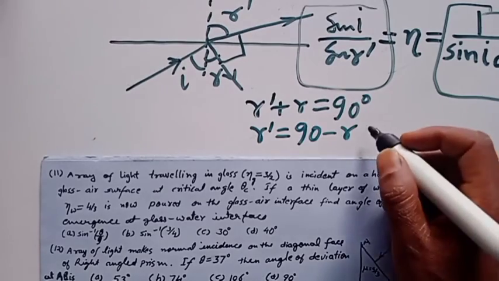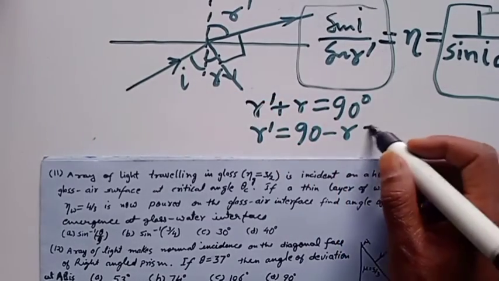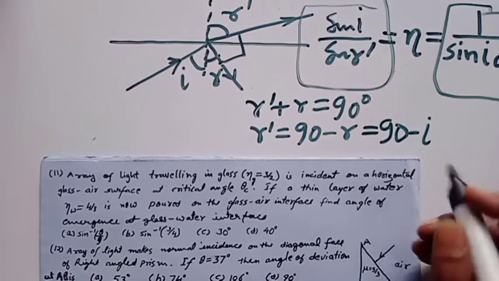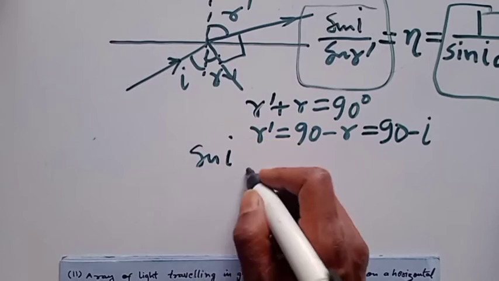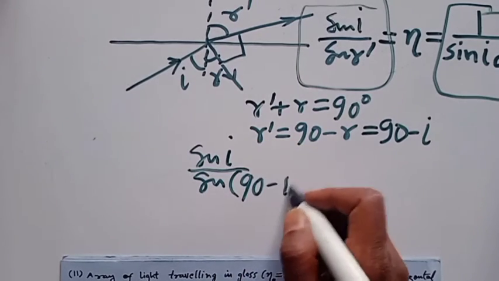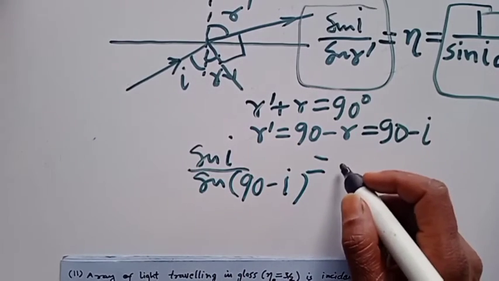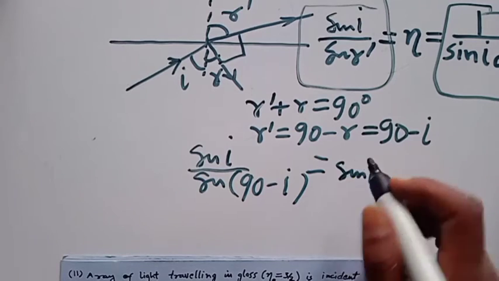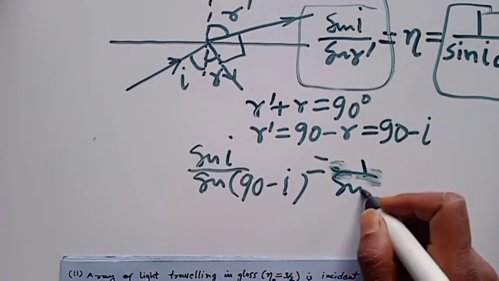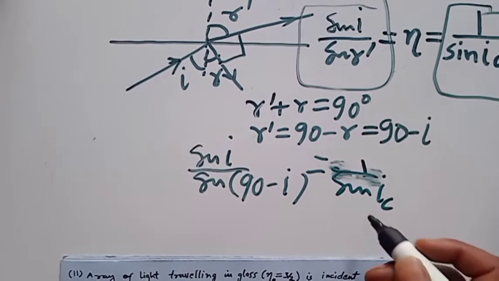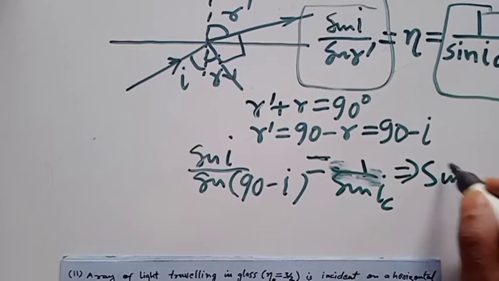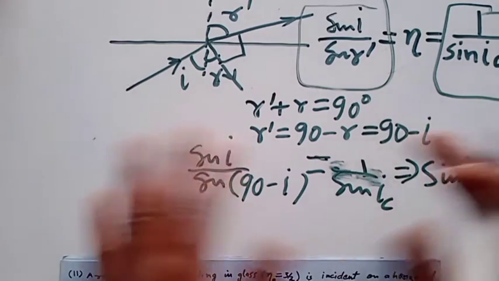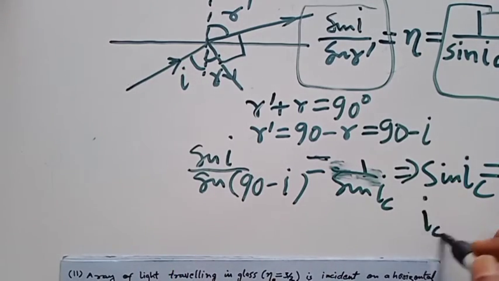And then what? And what is r? This r is equal to I. So that is 90 minus I. And see, if we put it here, then it will be sine I upon sine 90 minus I, and that is equal to 1 upon sine IC. So further, you can make sine IC the subject, and you can rearrange the formula, and you can find what IC is. That will be sine inverse of something.